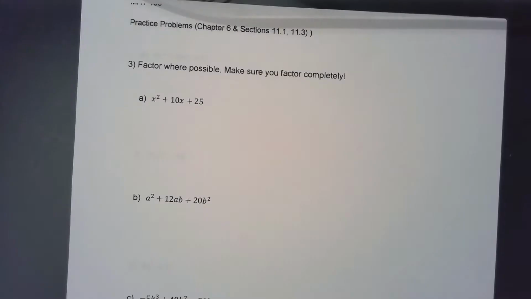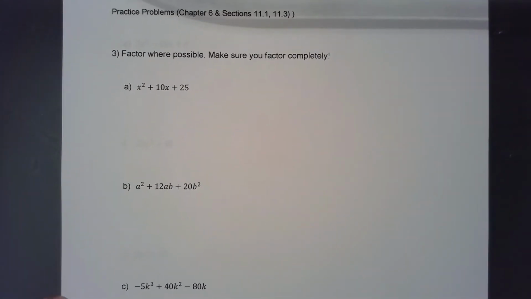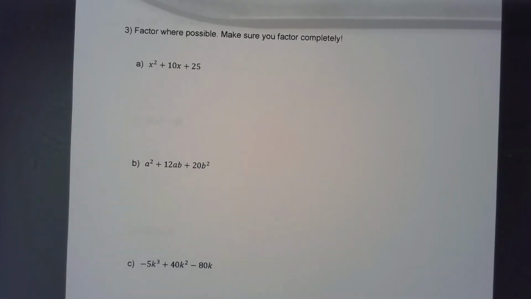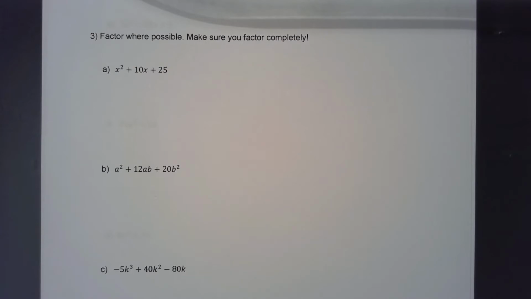All right, next page. On page 3, we're looking at the factoring techniques. Remember, you have all those factoring techniques, and you have to keep them in your mind when you're factoring and you see a polynomial.